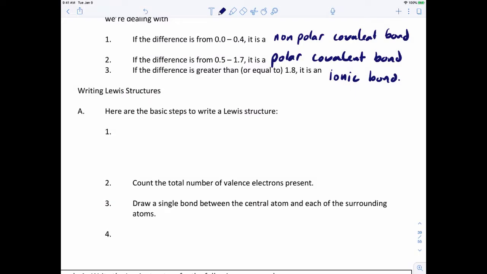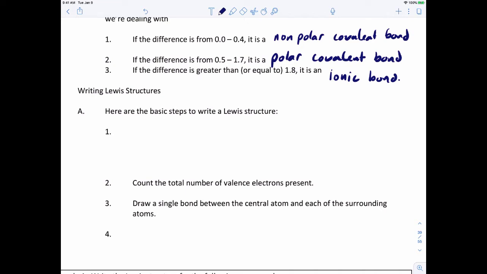Okay, so in this video, what we're going to talk about is how to write a Lewis structure. Now, there's about 4 main rules that we use. So what I'm going to do is go over those rules first, then we'll try them out on some compounds. All right, so here's the first one.